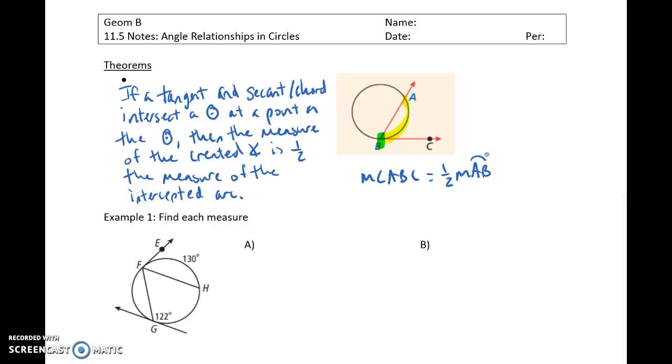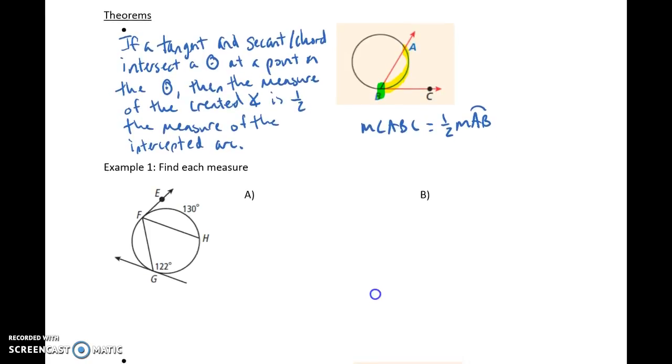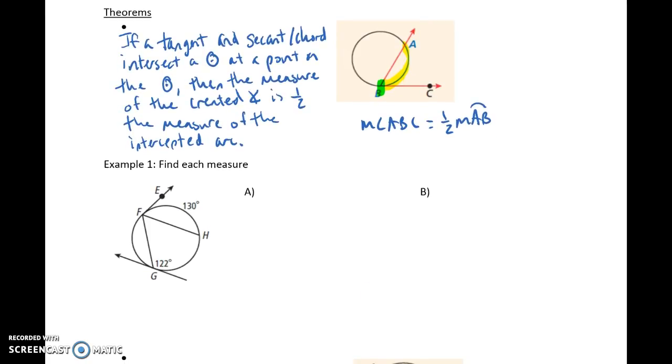Okay, so if we take a look at example 1, here's where things might look a little confusing. We have a whole bunch of angles, we have a whole bunch of lines, chords, secants, tangents hitting the circle. Make sure you still just bring it back to what individual angles we are looking at. We're going to assume anything that looks like a tangent is a tangent. So a point of tangency would be F and a point of tangency would be G.